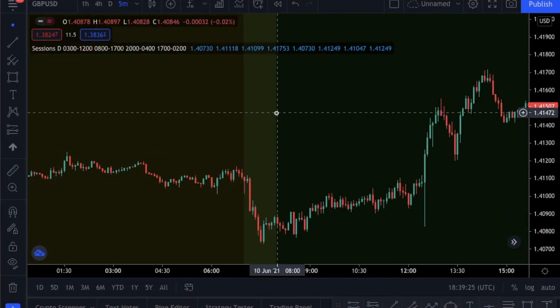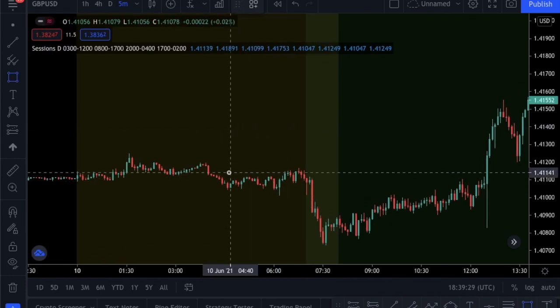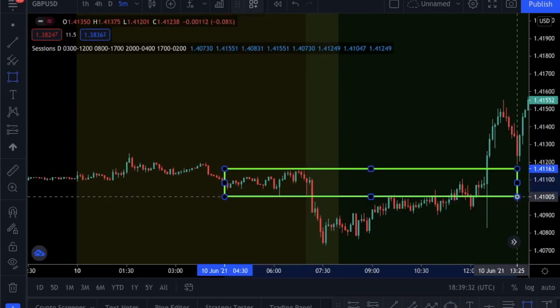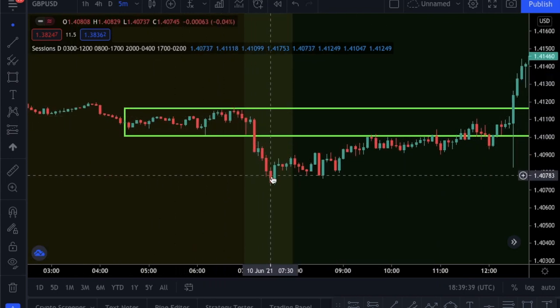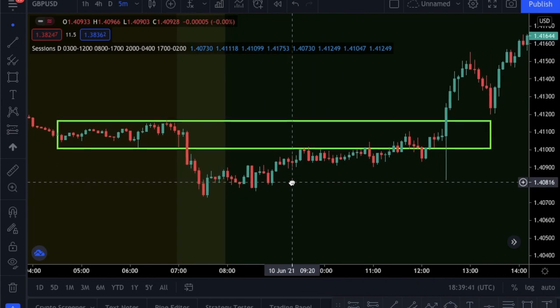Let me show you a long example before moving to the other strategy. We will draw a range that the price moves inside in the last hour of the Asian session. You can see that, as soon as the London session starts, the price falls below the range.